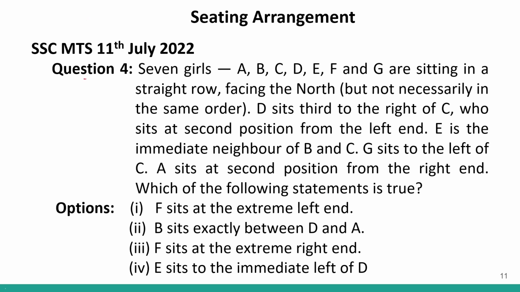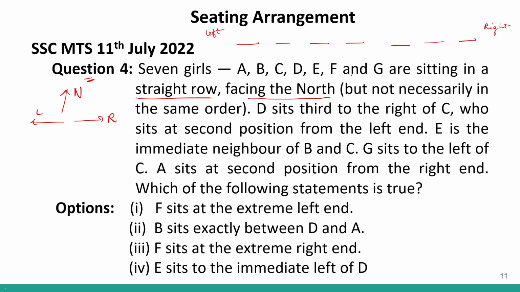Coming to question number 4. Question number 4: there are 7 girls, A, B, C, D, E, F and G. They are sitting in a straight row. So again, a linear seating arrangement question, facing the north. So 7 girls, 1, 2, 3, 4, 5, 6, 7. And they are facing north. That means this direction, correct? This will be the right direction and this will be the left direction. So this will be my left end and this will be my right end.